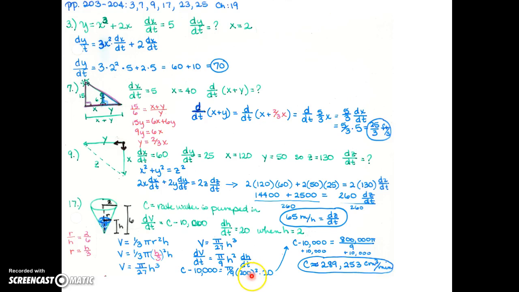All right. So once we have all that plugged in, then we can go ahead and solve for C. So we can do 200 squared times 20 times pi, and divide that by 9, and then we just need to add that 10,000 over to the other side. And so that would be the rate at which the water was being pumped into the tank. Now that C, remember, if it's the rate of change of the volume, we need the volume in the numerator, whatever it was being measured in, and the time in the denominator. So our volume was being measured in centimeters cubed, and our time was being measured in minutes.